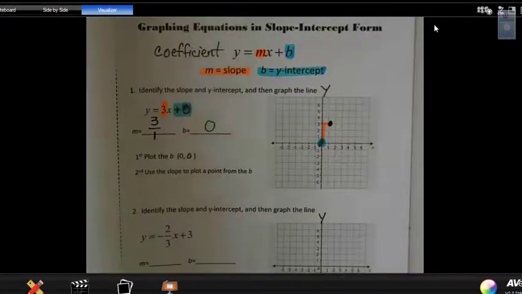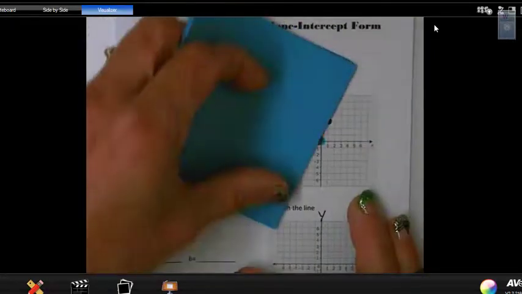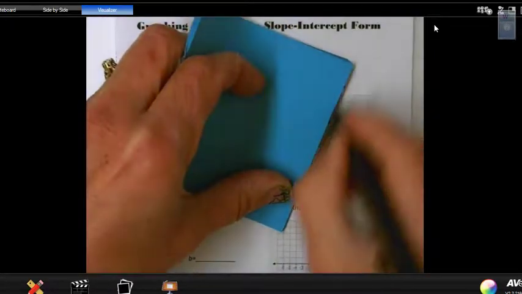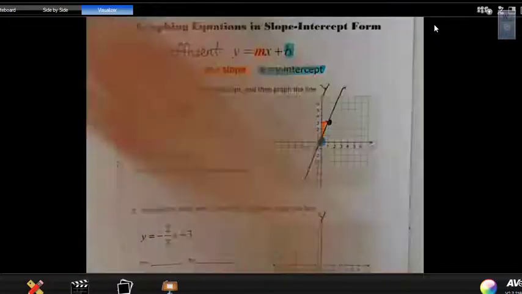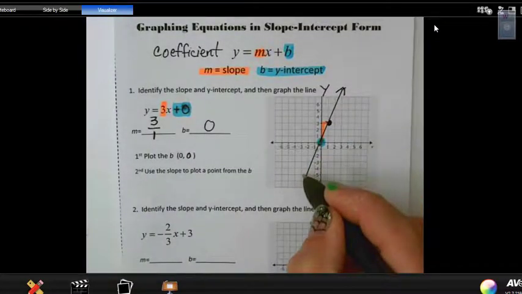Okay, and then just grab a straight edge. I'm going to get the line, and don't forget arrows there.